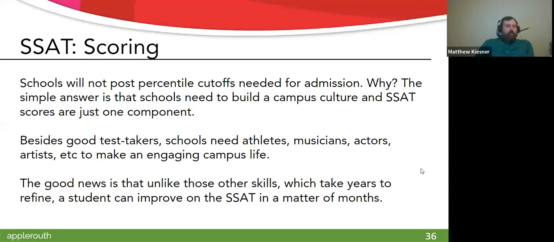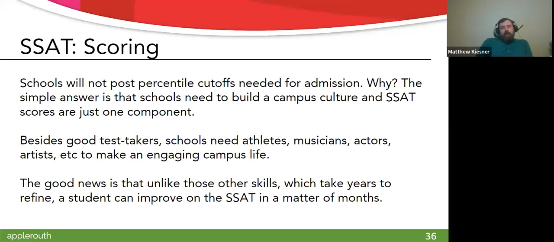The other thing that you may find is that very few schools will post a cutoff for admission. The reason is that if they did that, they would probably not have a particularly balanced student body. One thing is that they need other things, right? If they're trying to build a campus culture, and they want to have sports teams, and they want to have musicians and actors and kids with other interests, right?